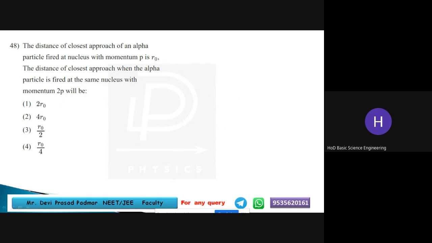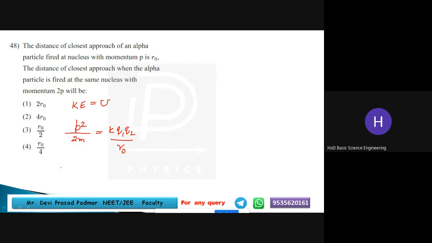Yes. Let's go through this question. So here kinetic energy will be converted into potential energy. Kinetic energy will be stored as potential energy. So what is the expression for kinetic energy? P square by 2m. And potential energy, you know, Q1 Q2 divided by R. Here R is nothing but R naught, stopping distance.